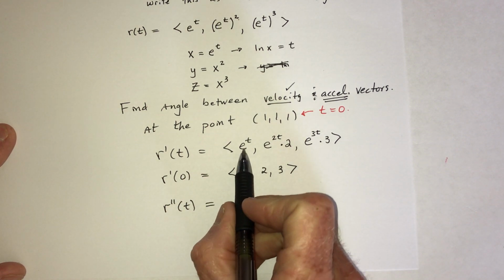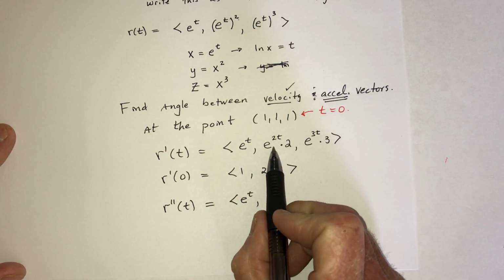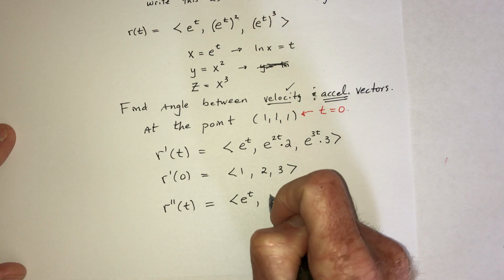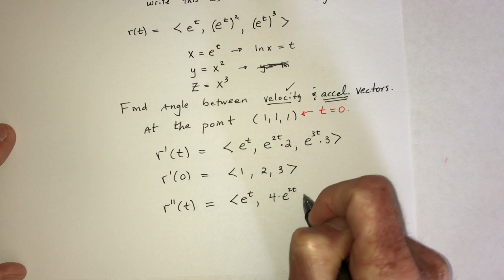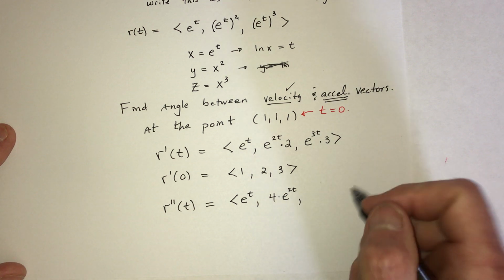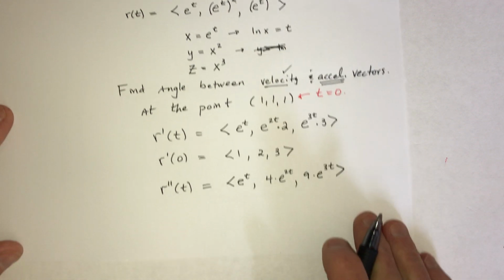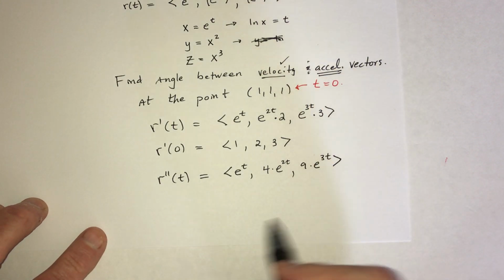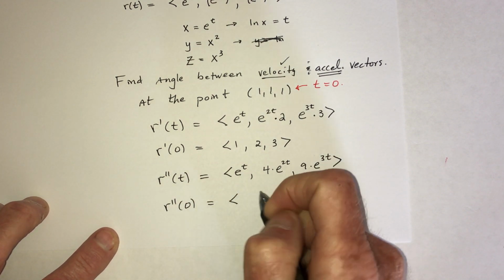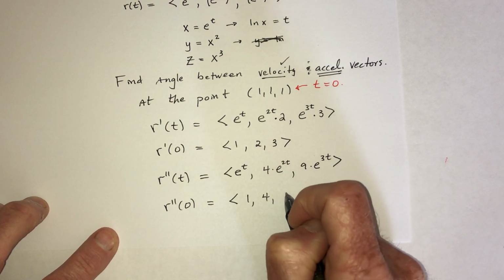The derivative of the derivative of e to the t is still e to the t. Then when you take the derivative of this, you're going to have to do the chain rule again. It's going to bring another 2 down, so that's actually going to be 4 times e to the 2t. And then this one is going to have another 3 brought down when you do the chain rule, so then it's going to be 9 e to the 3t. And then plug in the 0. So the acceleration vector at 0 will be e to the 0 is 1, this will be 4 times 1, and this will be 9 times 1.